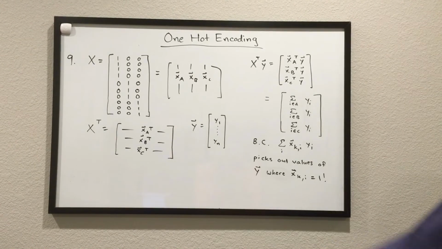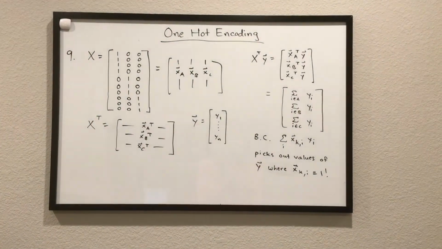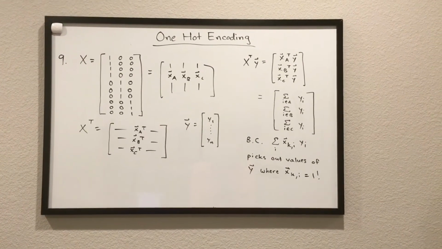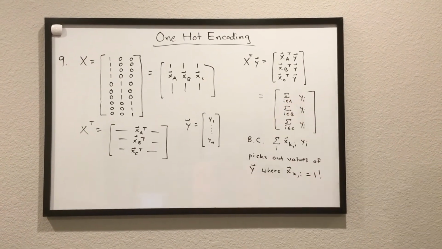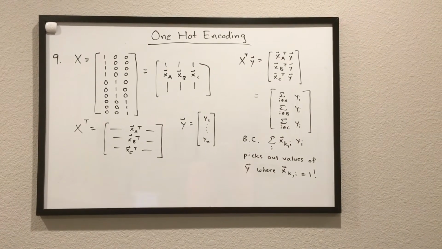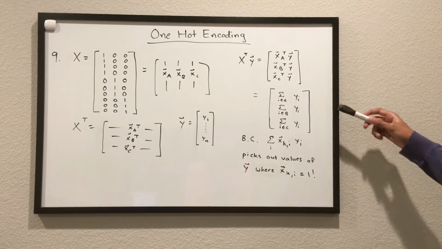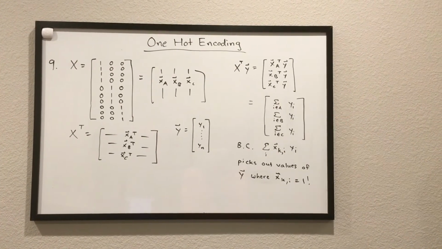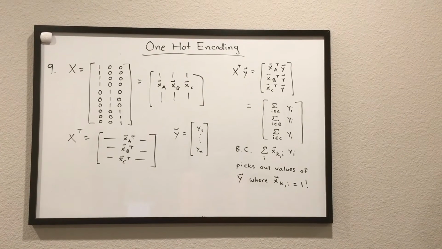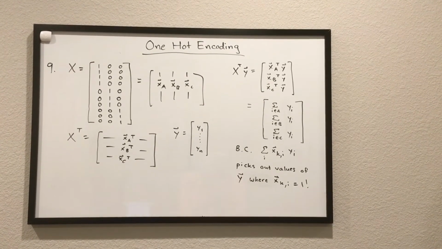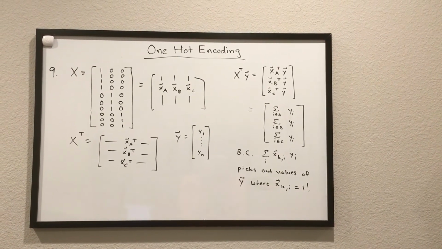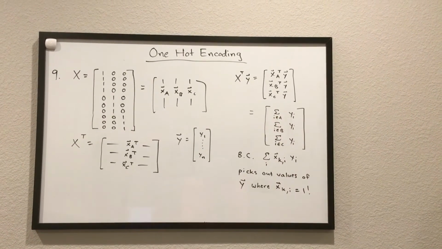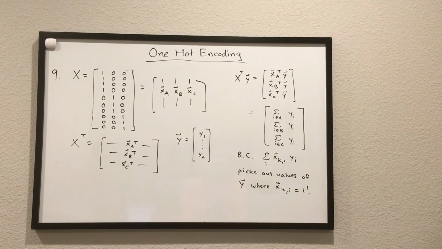We see that since the only non-zero values in the column vector x sub A are at the top, we will only pick out the first 4 values in my y vector. That means I'm picking out y sub i such that the ith row corresponds to a value in my original qualitative vector that was an observation of A. That's what this notation means. I'm picking out the values of y in the rows where I originally had an A.